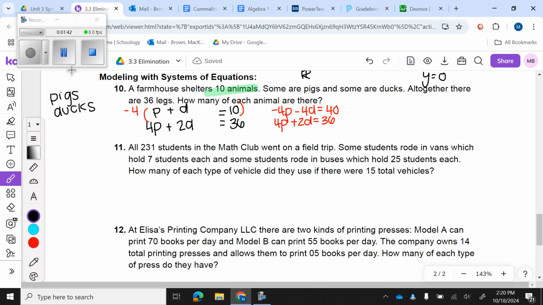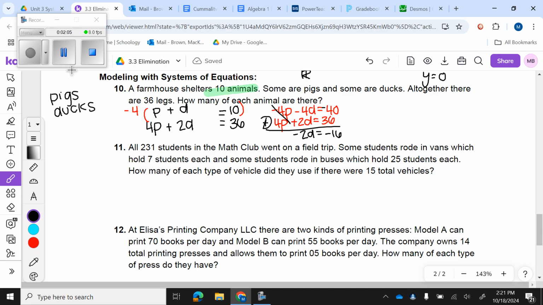Okay, remember I'm always going to add to eliminate. These guys are going to cancel. I'm going to have a negative 2d equals, oh, sorry, this should be a negative 40. That was my fault. Equals negative 16.